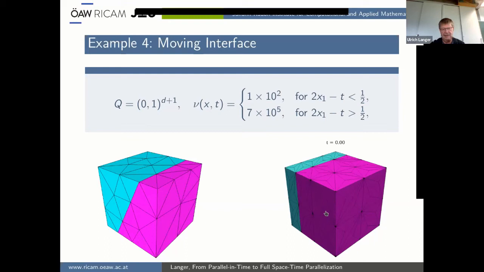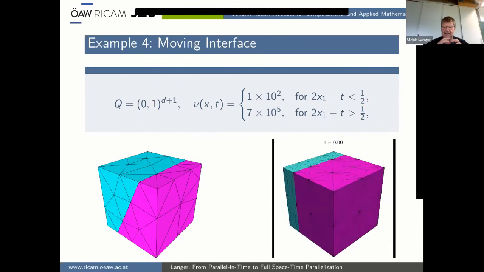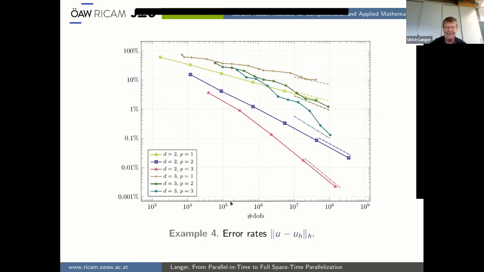And in 3D, one can see the cuts, the meshes. So this is 4D, a cut is 3D. And you see the moving interface if you cut, but it's fixed in the 4D space-time cylinder. So we have an exact approximation of the interfaces by pentatopes. This looks in the cut like this, but we have full rate. We expect full rate here because we have a match of the interface. And again, we see this full rate.